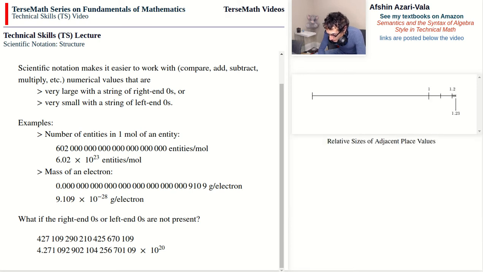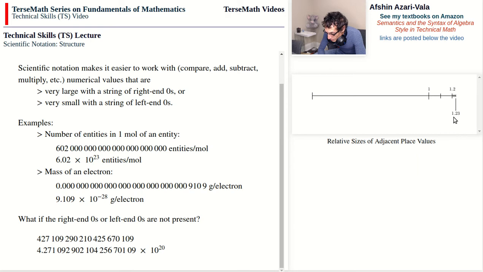Here I have an image on the right side. What I would like to do here is give you a gut feeling for how the sizes of place values become much smaller as you go from one to the other, moving to the right. So here I have the number 1.23, and these are three digits that are adjacent to each other. So we're talking about place values: ones, tenths, and hundredths.